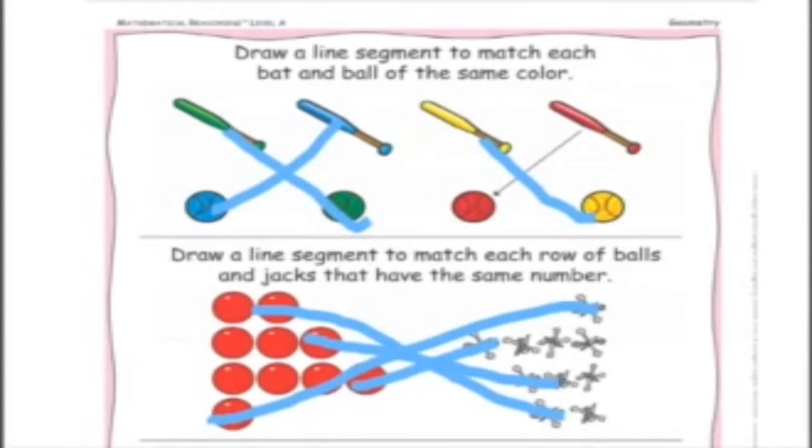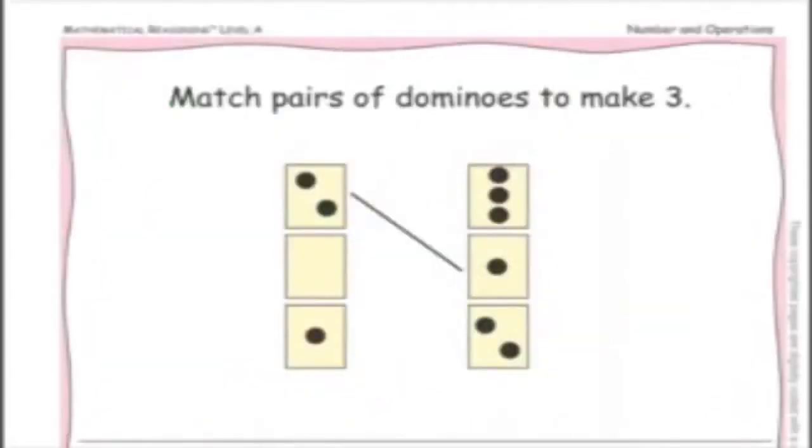Now let's move on to dominoes. Match pairs of dominoes to make 3. We want to make 3. You can see 2 and 1 made 3, because I have 2. When I add 1, I will have what? 3. Now let's pick another example of dominoes that will make 3.